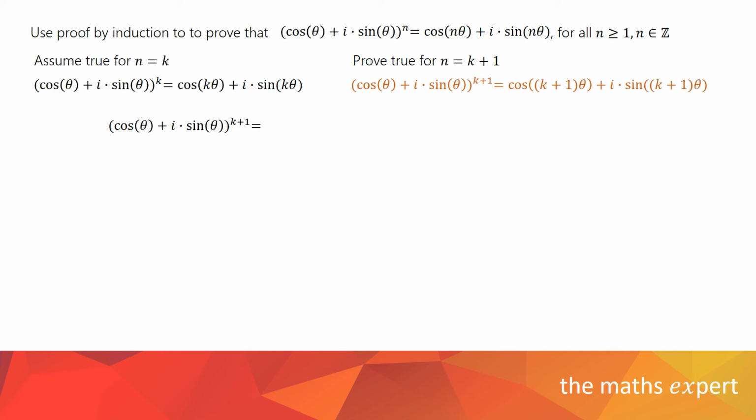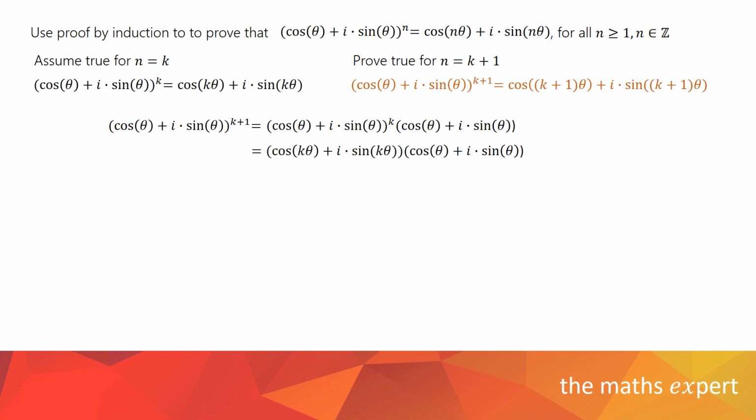First of all, I will substitute k plus 1 into the statement. I then need to try and manipulate this to get in the left-hand side of the assumption. I can do this by breaking up the power of k plus 1 into the power of k multiplied by the bracket to the power of 1. This is similar to how I approached the first step of the divisibility proof in episode 2. I can now substitute in the right-hand side of the assumption.